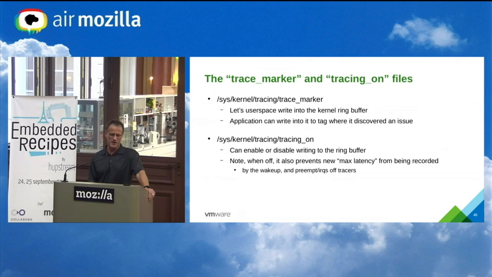Oh, trace_marker and tracing_on files. This is where user space can actually write into the buffer to measure things. So trace_marker lets you write anything into the ring buffer. tracing_on lets you stop or enable tracing. So if the kernel disables tracing, you could re-enable it. But this lets you, I tell people, use applications to do this yourself.